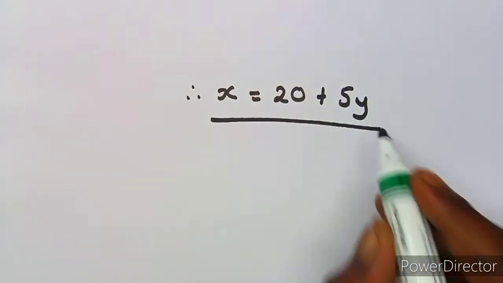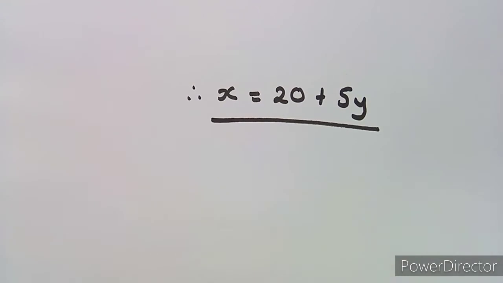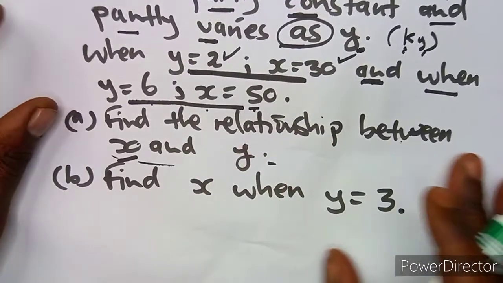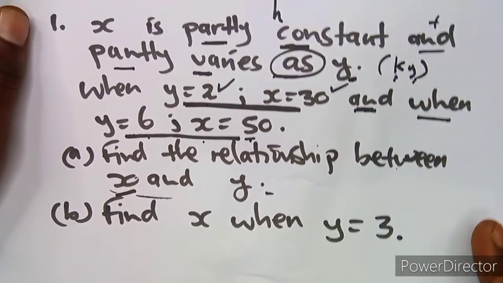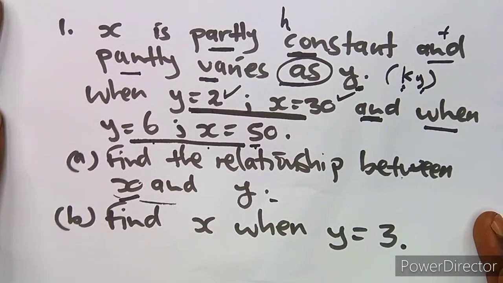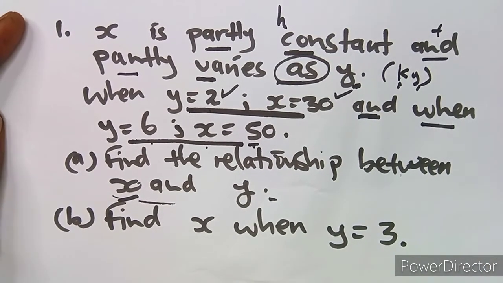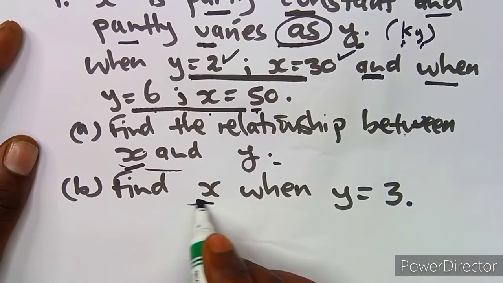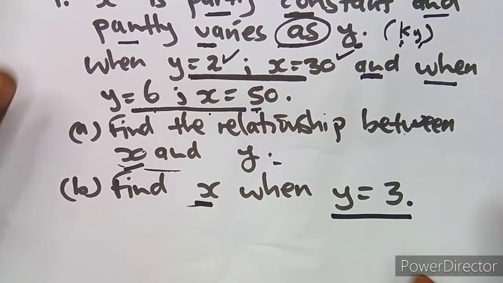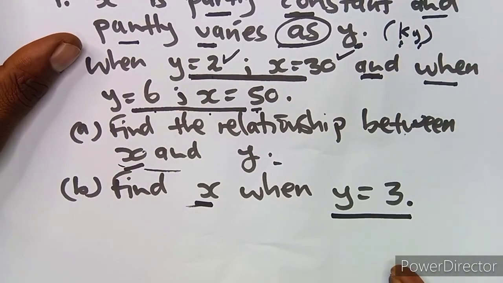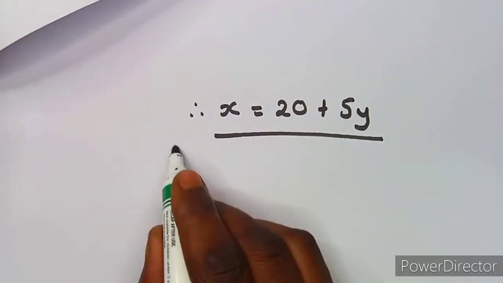All right, so that is the relationship between x and y, or the equation which connects x and y. So that is how you determine that equation. Then b, find x when y is equal to 3. So what are you going to do? It's a continuation on b.